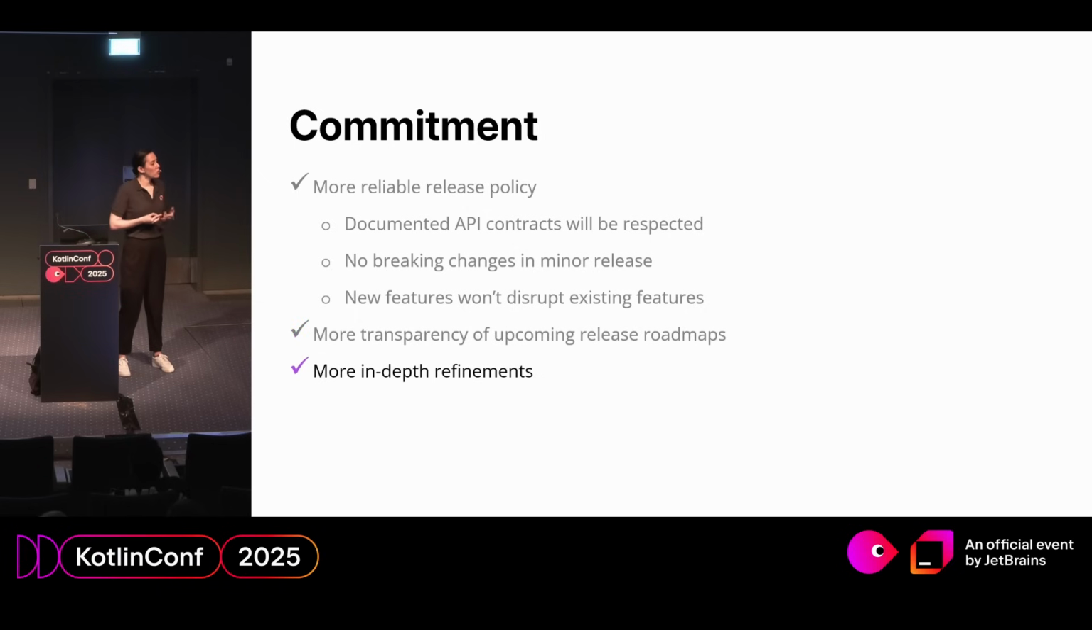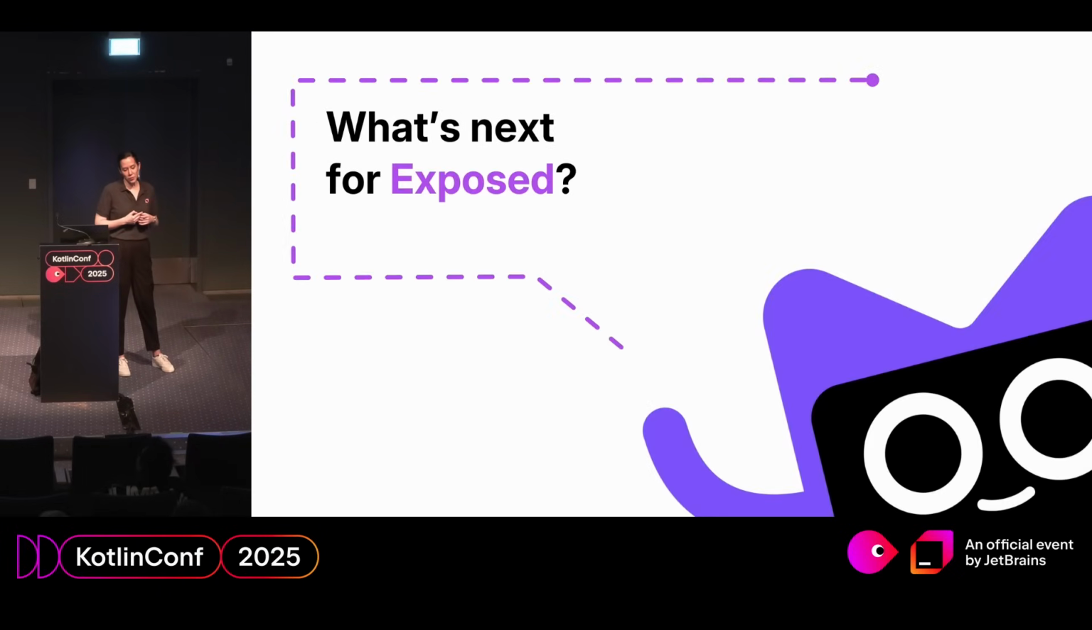And stability also brings exciting opportunity for more ongoing improvements at different levels of the code base. So let's take a look at what some of those improvements are going to look like. So what's next for Exposed?